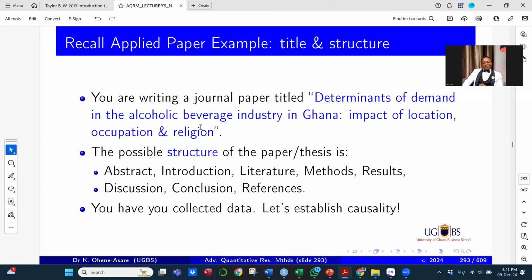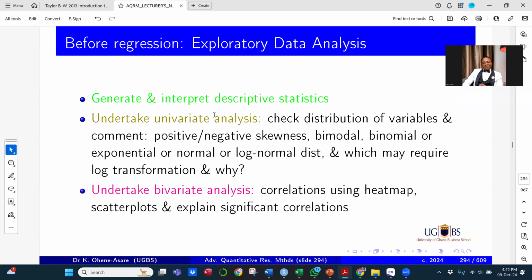The structure of the paper is normally something like this: abstract, then introduction, literature, method, findings, discussion, conclusion, references. Normally, you have to collect data, and indicate the kind of things you want to do, the methodologies. You may have to do descriptive statistics, contingency tables, visualizations. You may have to do correlations with p-values. You may have to do a simple regression of a particular variable, and then go into the multiple regression.